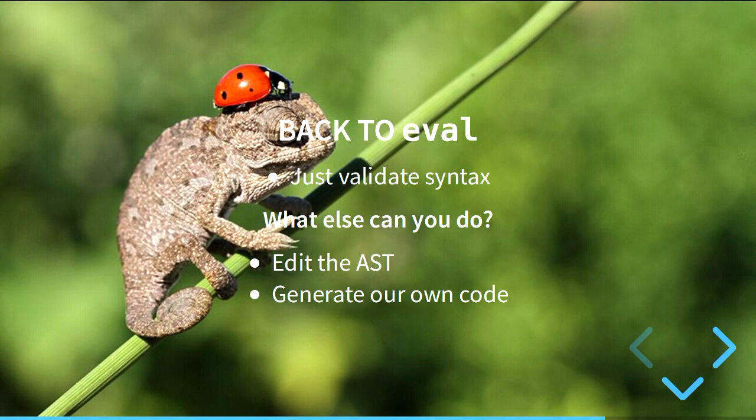So back to eval. We've validated the syntax. We know it's safe. What else? Well, we could say that's it. That's all we need to do. We're happy. We can now execute that code. It's not going to cause dangerous things to our application. But we can go a bit further than that. The AST tree can be edited. You can add things into that tree.